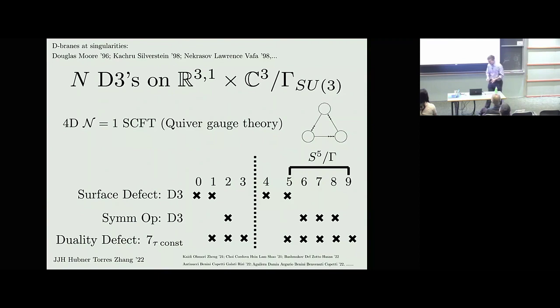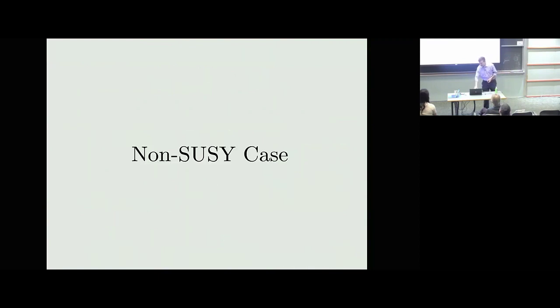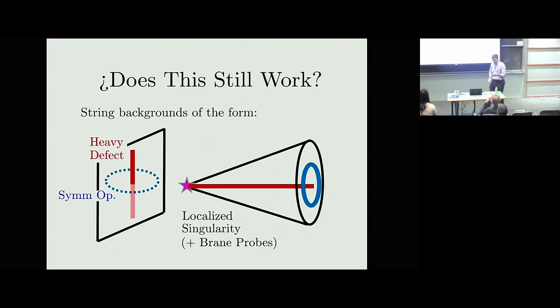All right. So now let's turn to the non-supersymmetric case. Now, okay, you might ask, how much of this lovely structure still works if we start breaking supersymmetry? Okay, so we have different kinds of ingredients. First of all, we're talking about engineering a singularity. Second of all, we're talking about having some heavy defect. And then third of all, we have some symmetry operator.